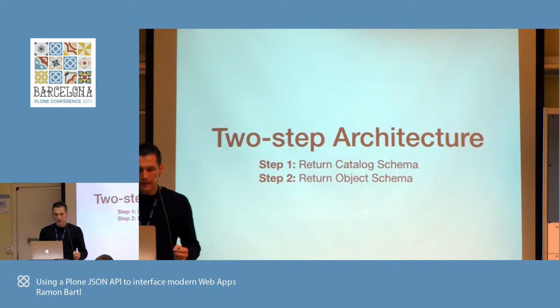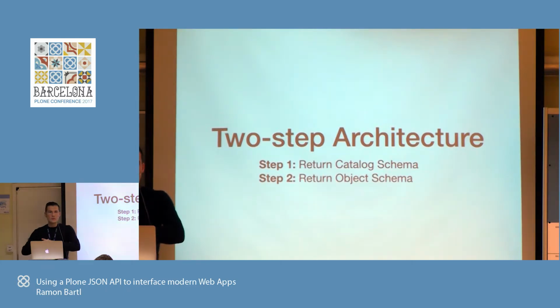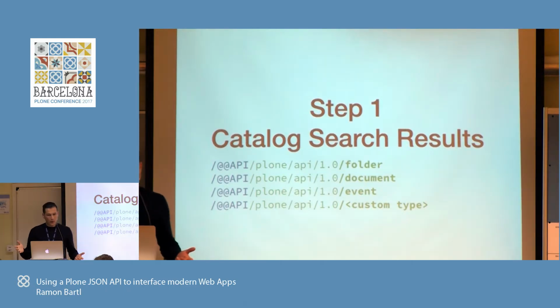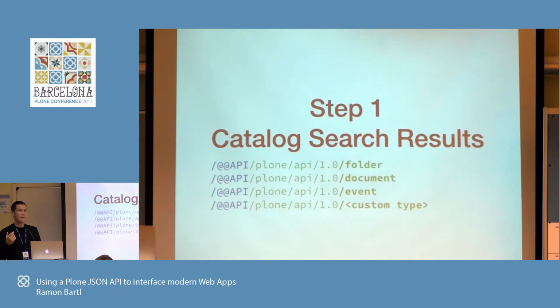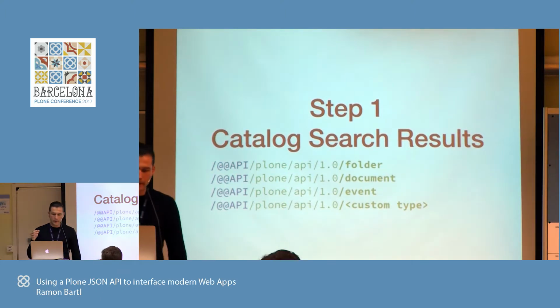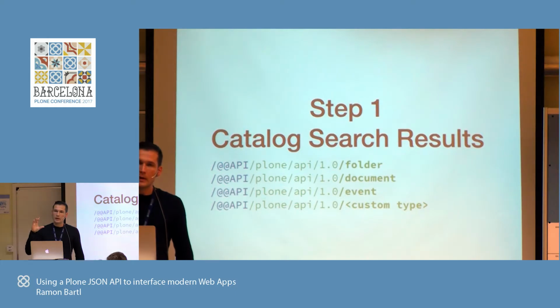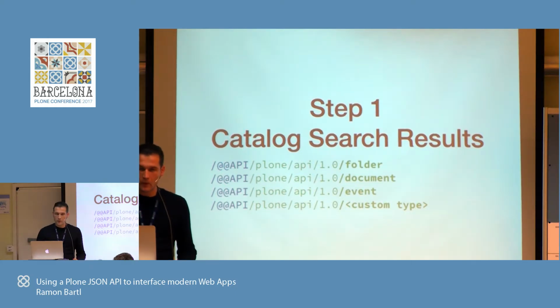I created a two-step architecture. Step one is to search for the content and return only the schema information from catalog brains. Step two is to wake up the full object and return the full object schema. And this is how it looks like. Step one, I just say resource folder. On the Plone JSON API REST side, I say, okay, this guy wants a folder. So I'm searching with the catalog for all folders and return all the brain information back to the user.